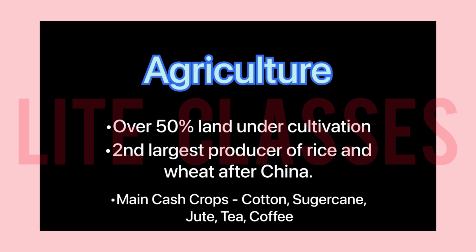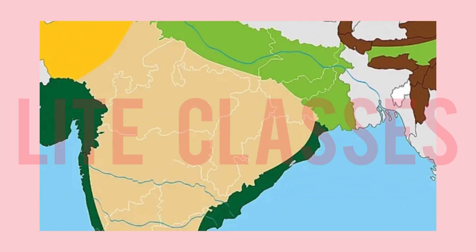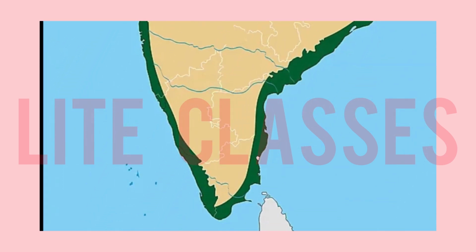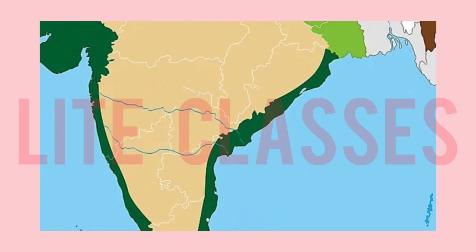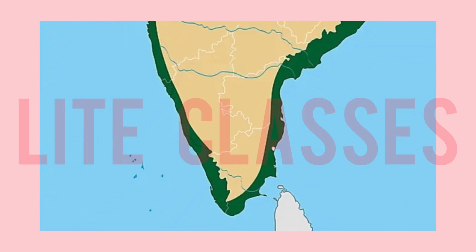Cotton, sugarcane, and jute have been historically significant, with Maharashtra, Gujarat, and West Bengal being the primary producers. The Western Ghats, especially Kerala, are known for spices like black pepper and cardamom. Tea gardens in Assam and West Bengal and coffee plantations in Karnataka further enrich India's agricultural tapestry.